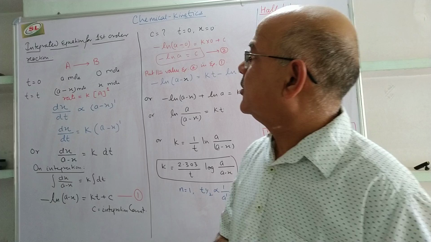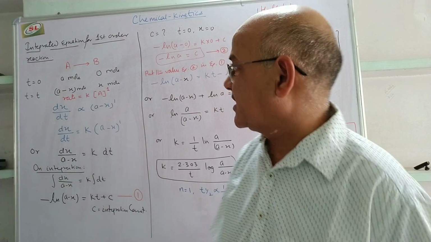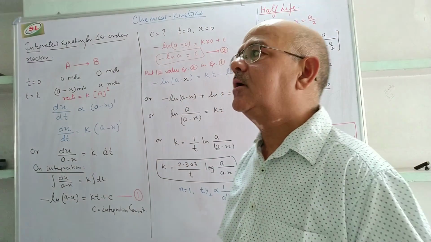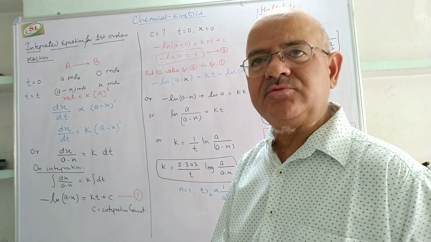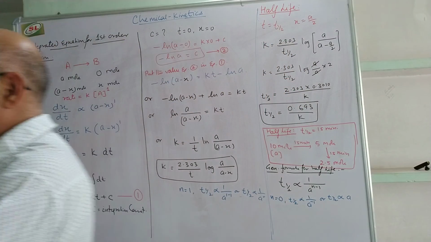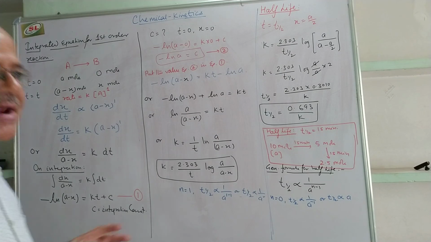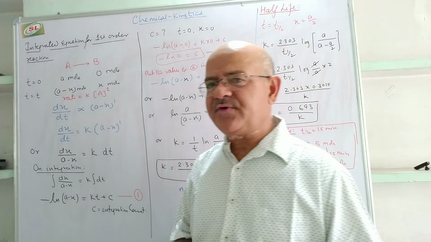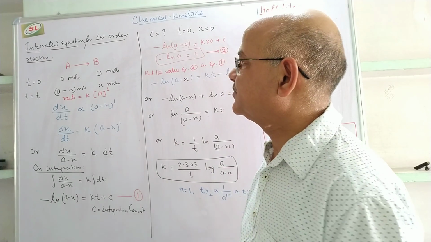Today we will derive the integrated equation for the first order reaction. It is also part of chemical kinetics. After doing the zero order reaction, we will come to first order reaction. How will we find the integrated rate equation for the first order reaction? It means the rate of reaction will depend on the concentration of one molecule only.